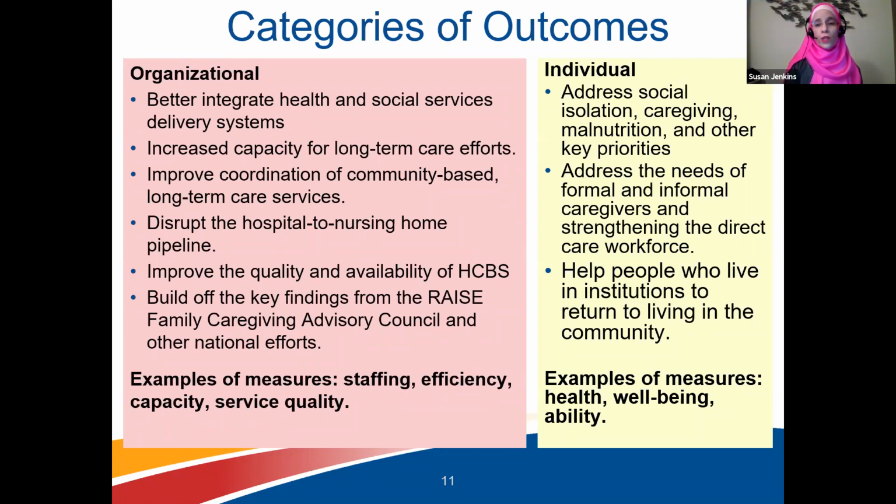And so examples for organizational change type measures would be measures of staffing. Do you have the right staff? Do you have the right number of staff? Do staff have the needed capacity? Efficiency of services, capacity in terms of number of service slots. Do you have enough services for the people that need them? And service quality. Those could be some outcomes from your system change operations, your system change initiatives. Next slide.